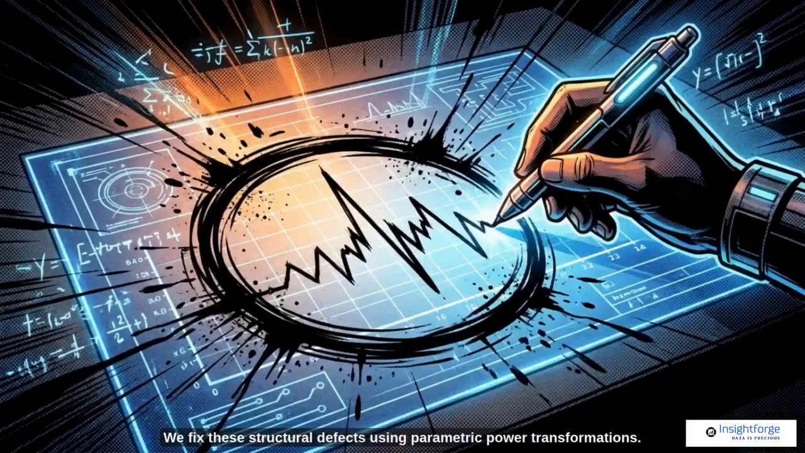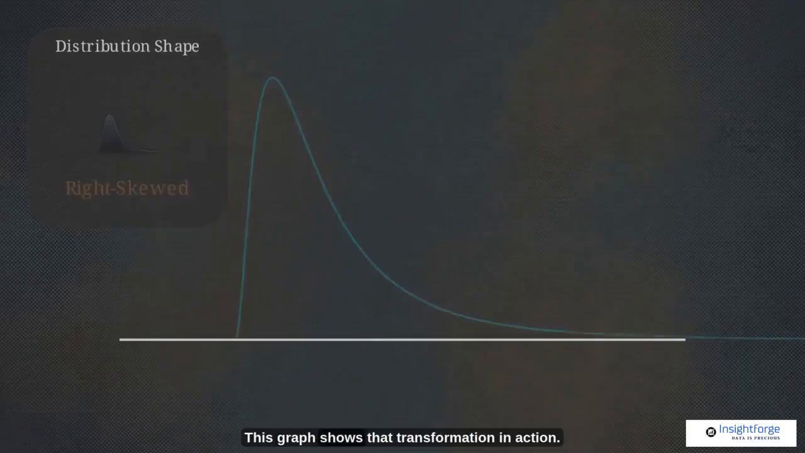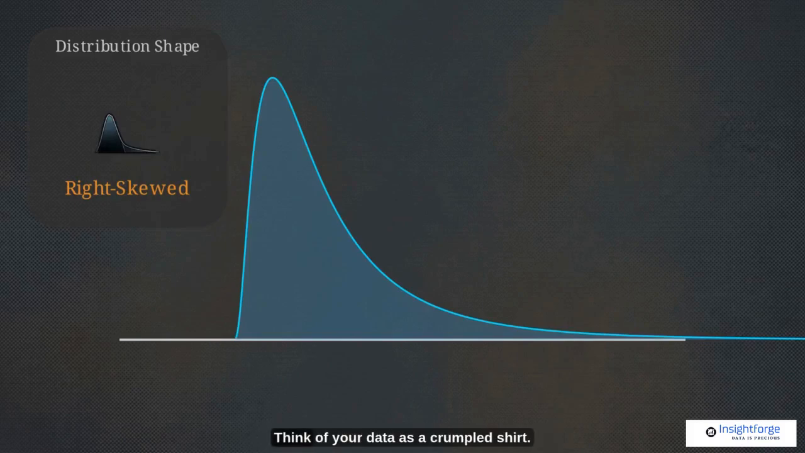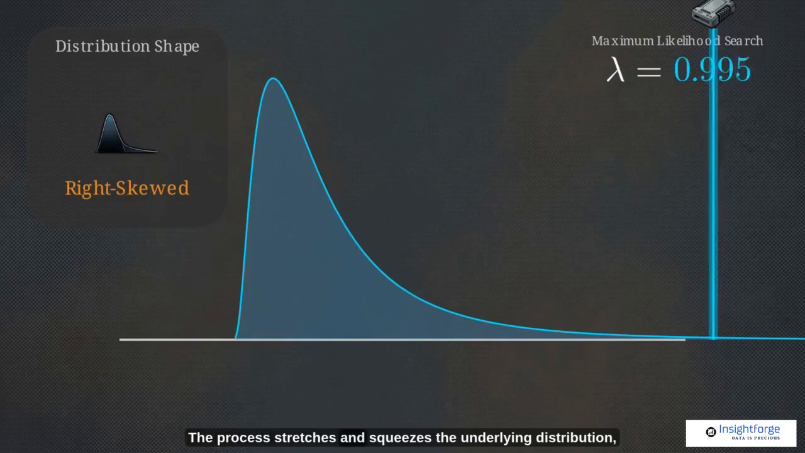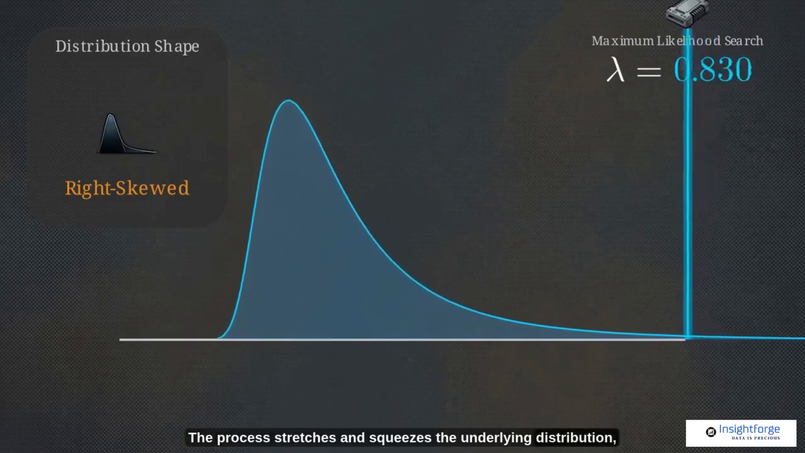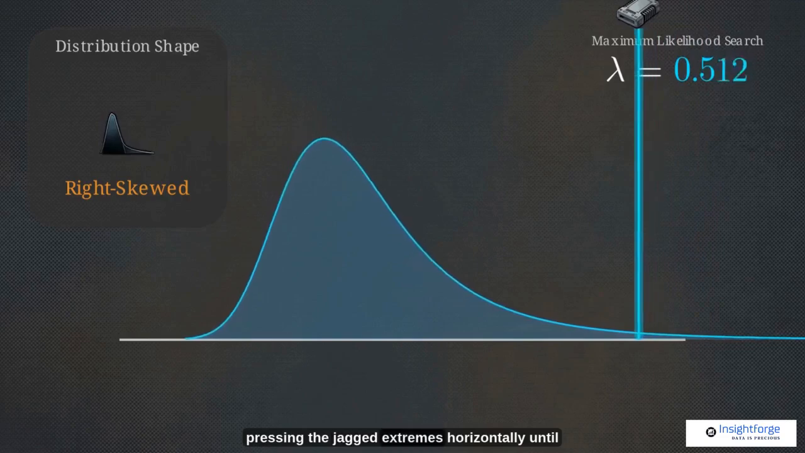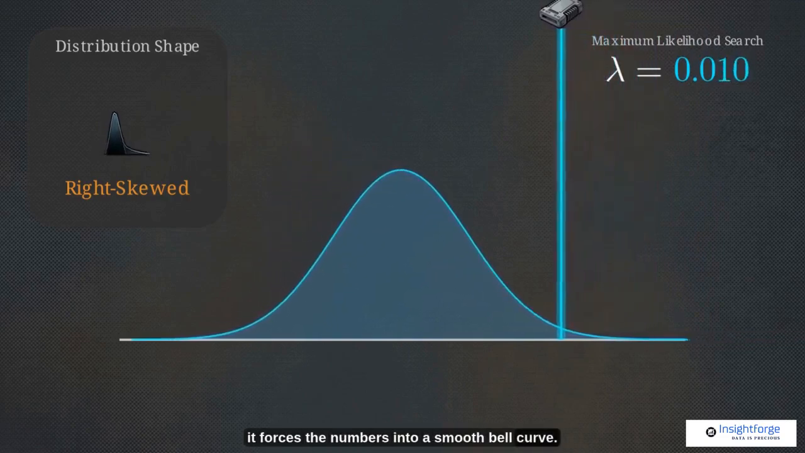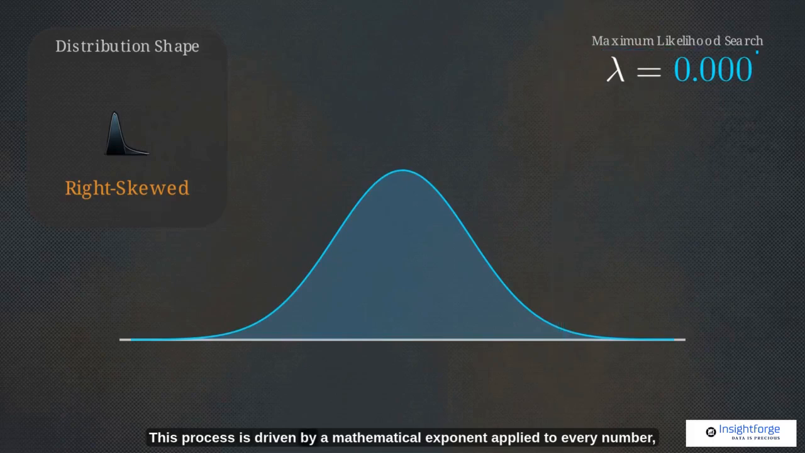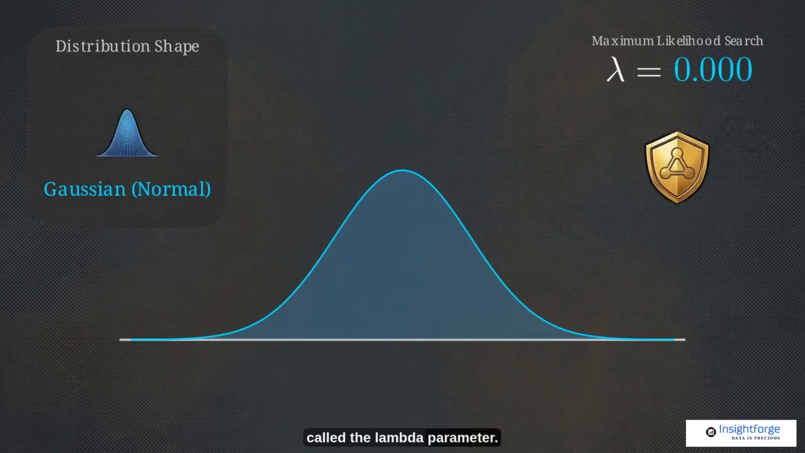We fix these structural defects using parametric power transformations. This graph shows that transformation in action. Think of your data as a crumpled shirt and the algorithm as a hot iron. The process stretches and squeezes the underlying distribution, pressing the jagged extremes horizontally until it forces the numbers into a smooth bell curve. This process is driven by a mathematical exponent applied to every number, called the lambda parameter.